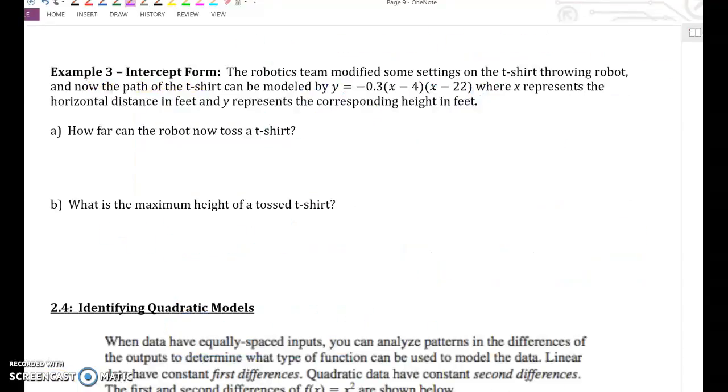Yes, I'm completely not creative, so here's another robotics problem. The robotics team modified some settings on the t-shirt throwing robot, and now the path of the t-shirt can be modeled by y equals negative 0.3 times the quantity x minus 4 times the quantity x minus 22, where x represents the horizontal distance in feet and y represents the corresponding height in feet. If there isn't a picture, you should draw one.